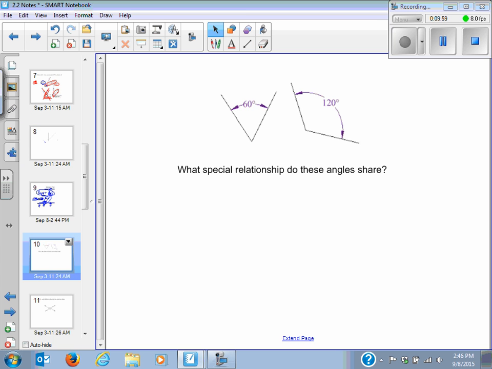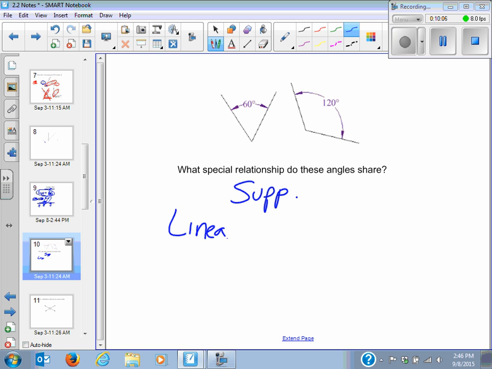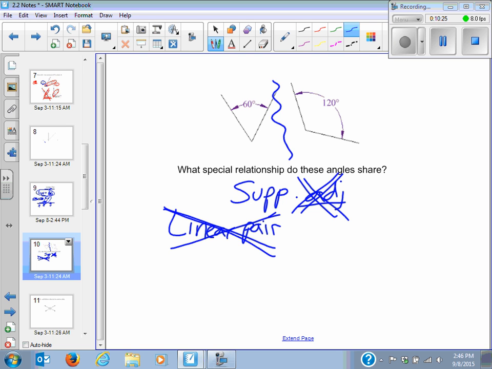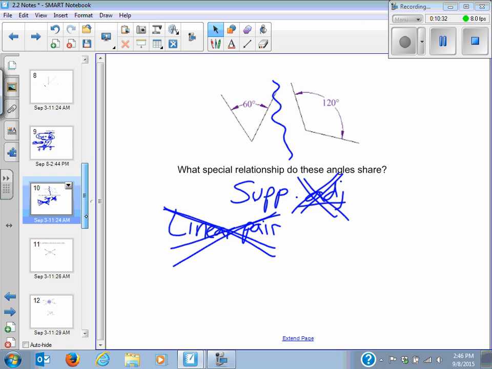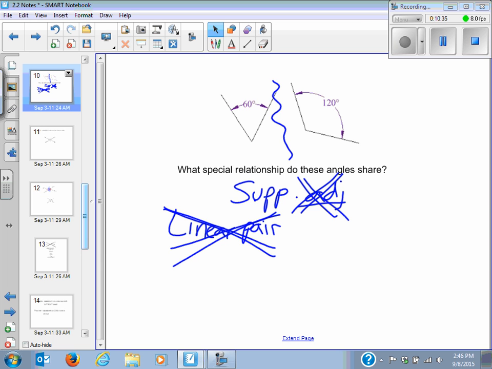All right, so what special relationship do these guys share? They are supplementary. They are not a linear pair, what we just went over. They are not that because they're not adjacent. Remember, adjacent means side by side. They have to be touching. These guys are not touching. There's no common side between them. They're not sharing that. So therefore, they're not adjacent, which means they're not a linear pair. Linear pair means you have to be both supplementary and adjacent. You will use that throughout the entire year. We'll use linear pairs quite often.